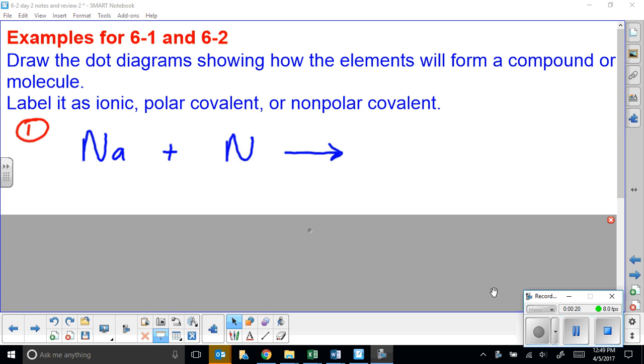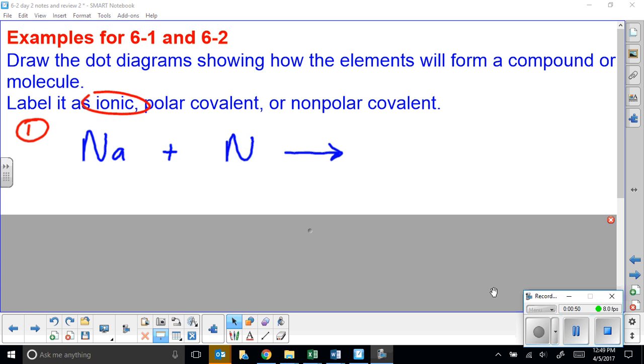We've got a metal and a non-metal. The key thing to remember when you have a metal and a non-metal is it's always going to be ionic. Metals want to give away electrons to non-metals, and when they give away electrons, they become ions. When a non-metal receives electrons, it becomes an ion as well. Positive ones are called cations, remember. Negative ions are called anions.